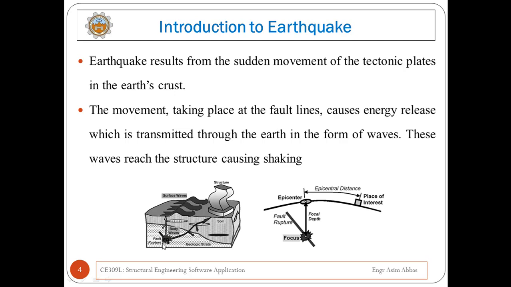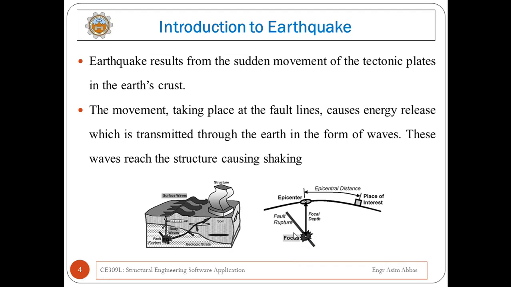Okay, when the fault is ruptured, the sudden energy will be released in the form of body waves and surface waves. Right, when these waves hit the foundation of the building, it transfers all the wave energy to the building, and the building starts to-and-fro motion, and ultimately the structure will fail.